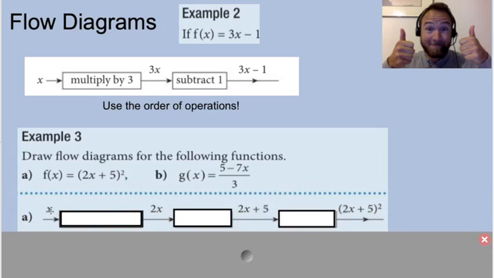Alright, so if I have x, my first thing here is I'm going to multiply by 2. Once I multiply by 2, I need to add 5. And once I've added 5, I have this squared here, and I square it, and I get 2x plus 5 squared.